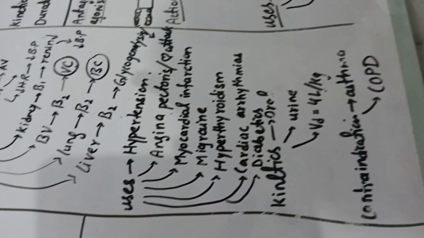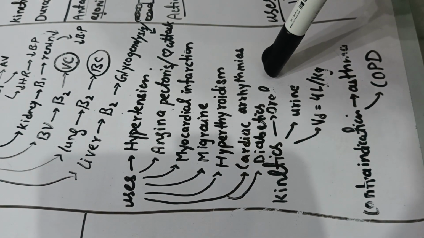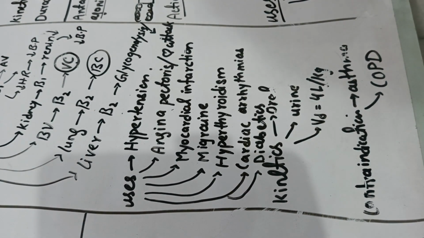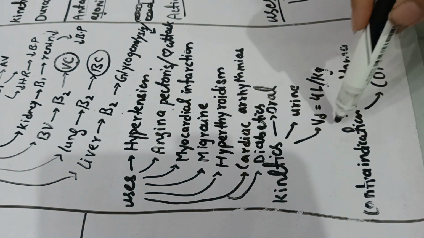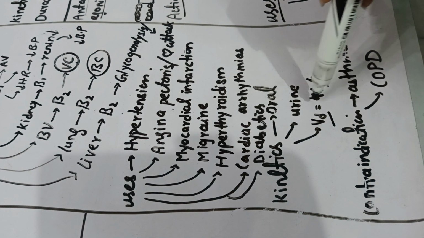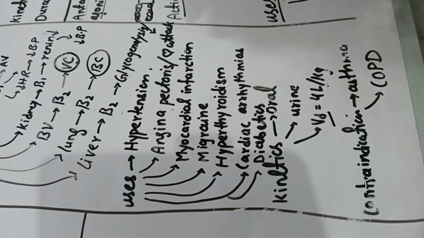Now let's discuss their kinetics. They are usually oral. Drugs like propranolol, you will take orally. It is excreted through your urine, and its volume of distribution is very high, like 4 liters per kg. Therefore, it has a very long half life.